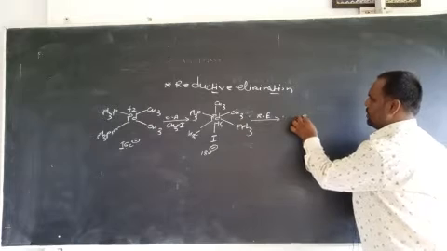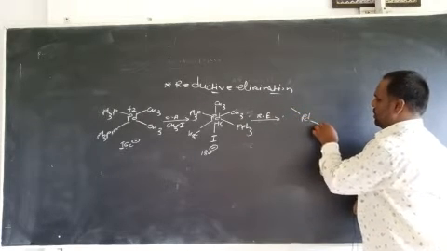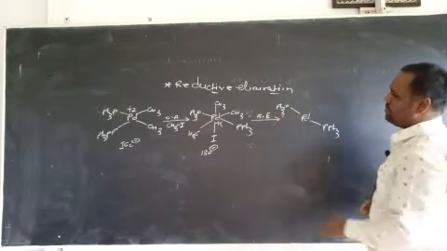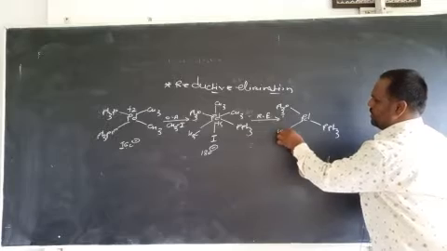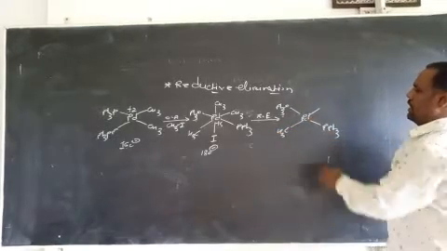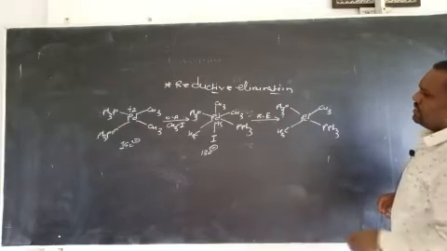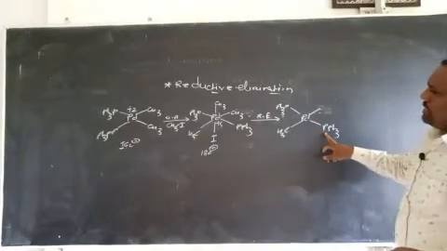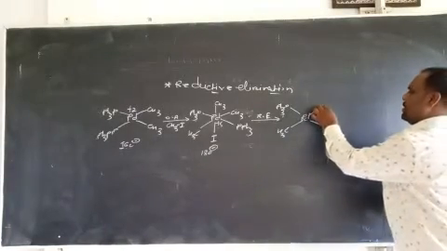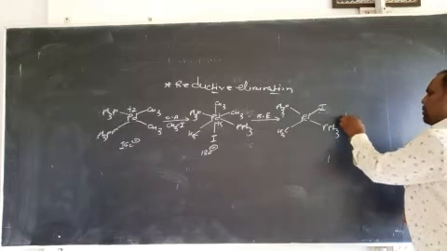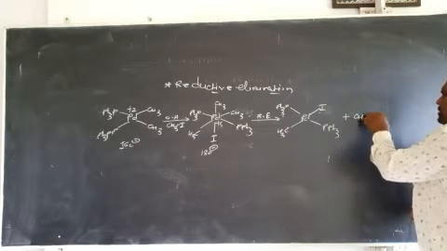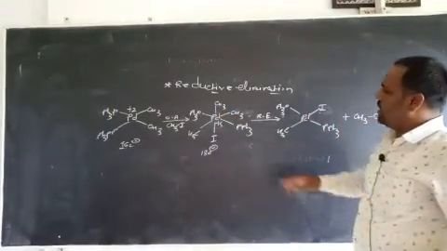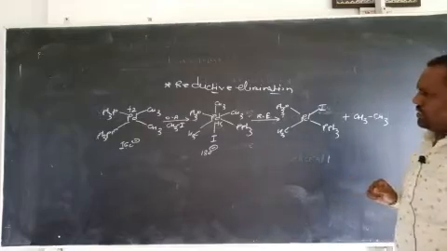it will give Pd, PPh3 thrice, CH3, and this CH3, Pd, PPh3, this CH3, and there is one more I, and we get a product, that is ethane, because both these methyl groups are adjacent to each other, and it will show the reductive elimination reaction.